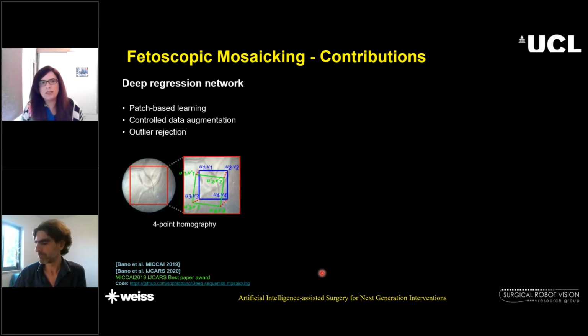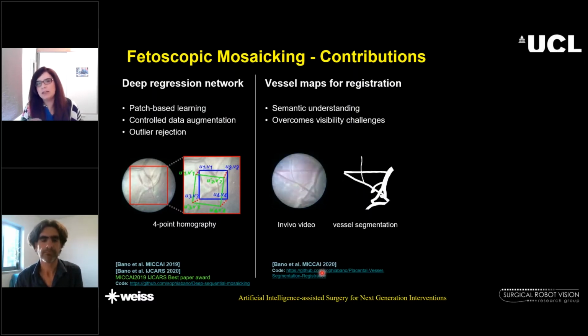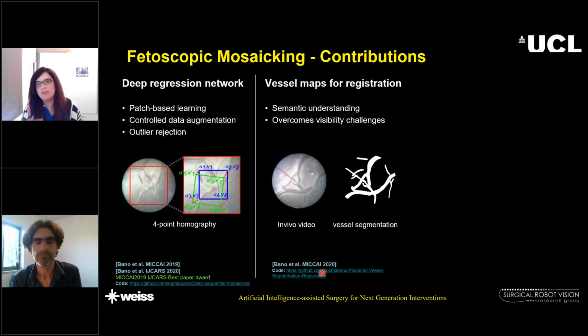So then we started looking at how we can get more stable features that can help with registration. We started looking at vessel segmentation, or having semantic understanding of this fetoscopic environment. This helps in overcoming some of the visibility challenges, such as the floating particles or varying illumination, because vessels provide very stable features.